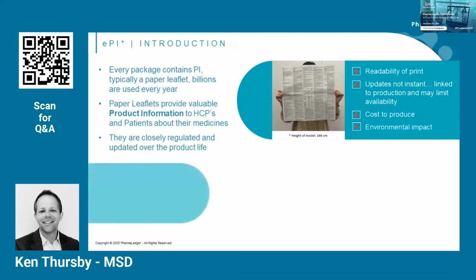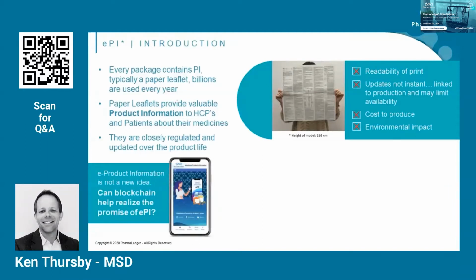So, what about e-product information? That's not a new idea. It's been around for at least a decade. There's plenty of challenges with a paradigm shift like this, moving from paper to electronic. It's not something that's brand new. Other industries have done it.